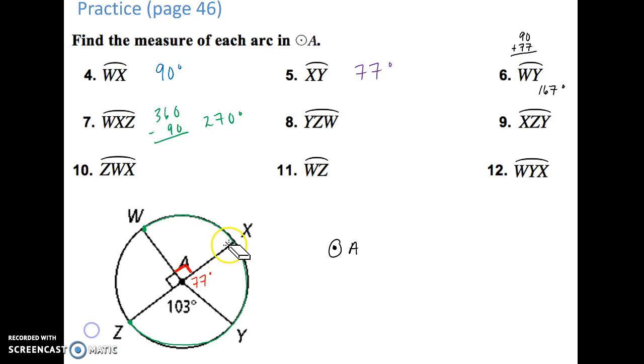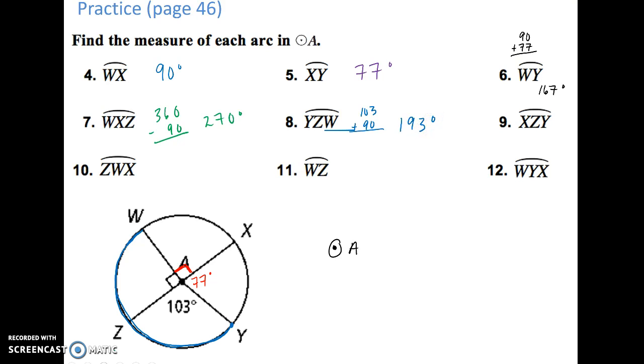All right, let's look at the next one. Y through Z to W. When I look at this arc, I know that the two central angles that are included are the 103 and the 90 degree angle. So what's the measure of this arc? 193 degrees.